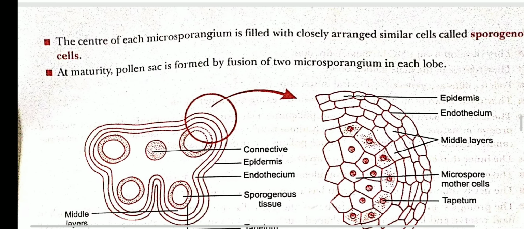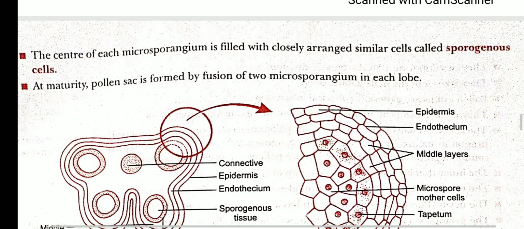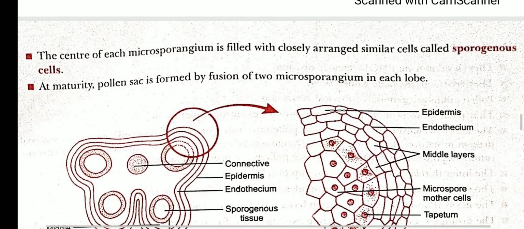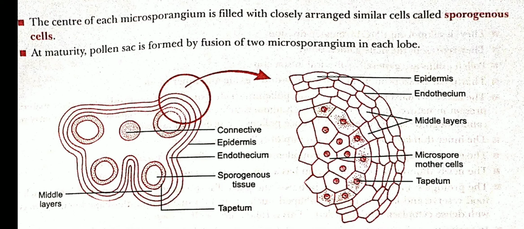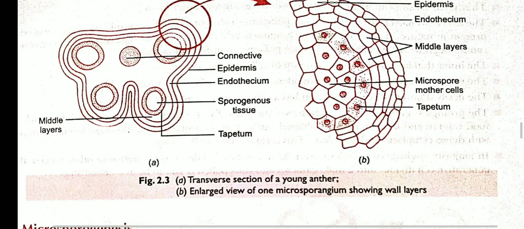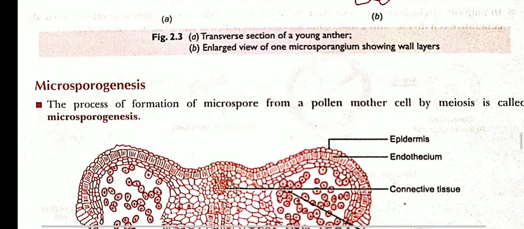The center of each microsporangium is filled with the sporogenous tissue or sporogenous cells, and at maturity these sporogenous cells lead to the formation of the microspores. So, next is the microsporogenesis.